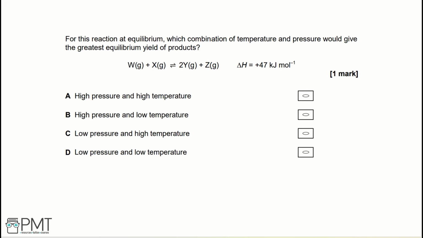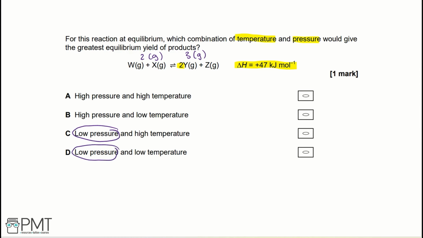So in this question, we're looking at temperature and pressure, which means we need to look at delta H and then the number of gaseous moles. So on the left, or the reactant side, we have 2 gaseous moles, but on the product side, we have 3 gaseous moles. So that means we want to shift the equilibrium position to favour the side with more gaseous moles, which means we need a low pressure. So we're looking at C or D.